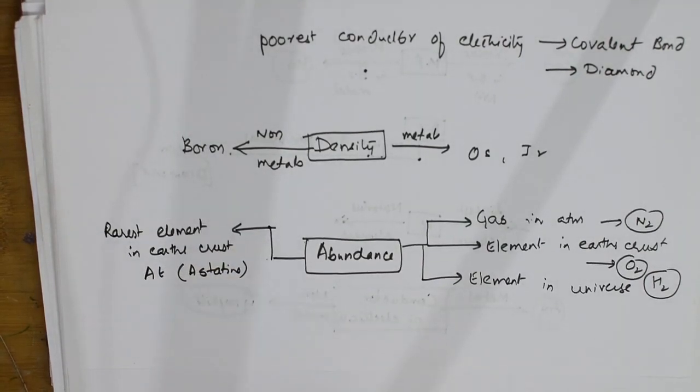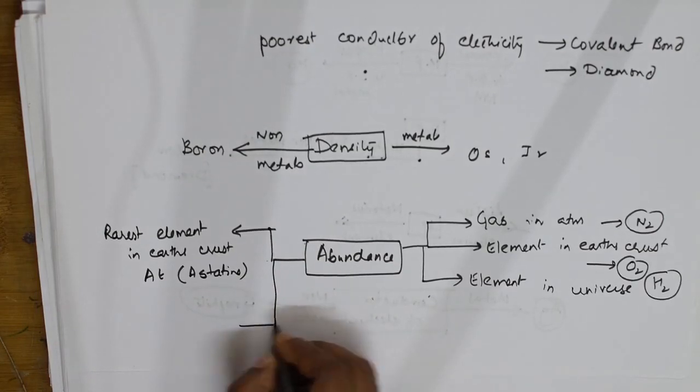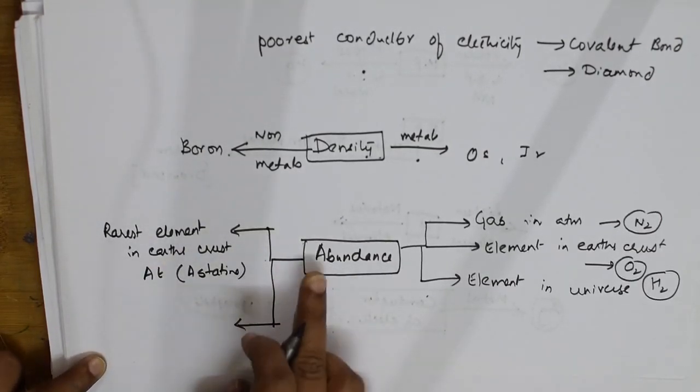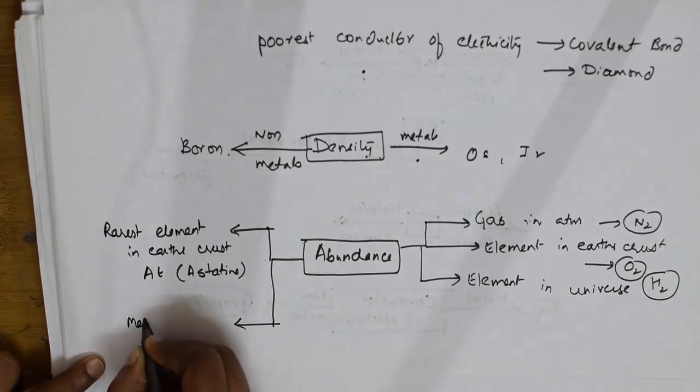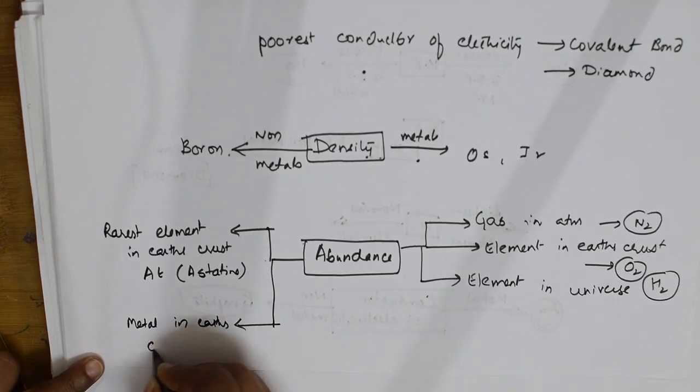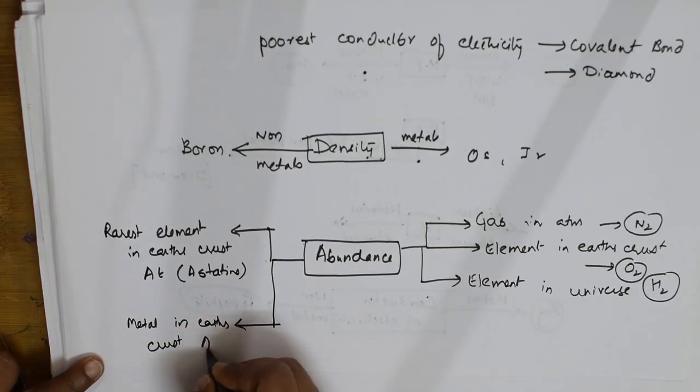Astatine. Now next, the abundant metal in Earth's crust. What is that? It is aluminium.